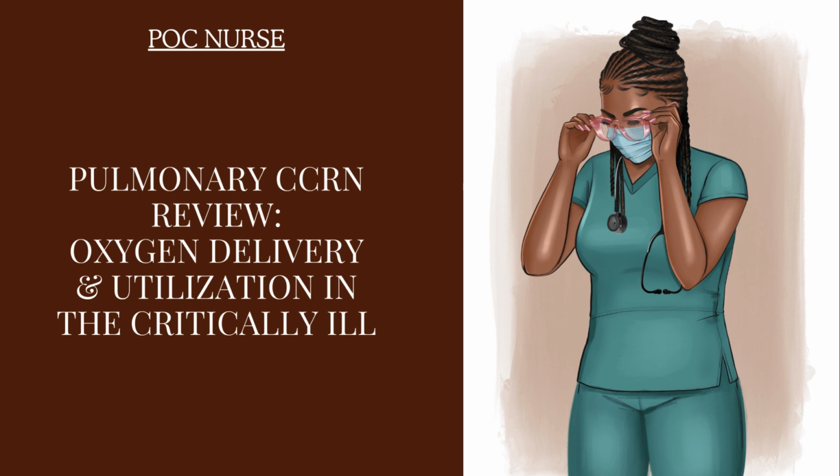This is where we're going to end this portion of the CCRN review for pulmonary. We talked about oxygen delivery and utilization in the critically ill. We talked about parameters we could use to determine if a critically ill patient is getting adequately oxygenated or not. Some of these values you can find on the acid base when you do an ABG, and that's what we'll talk about in our next video.